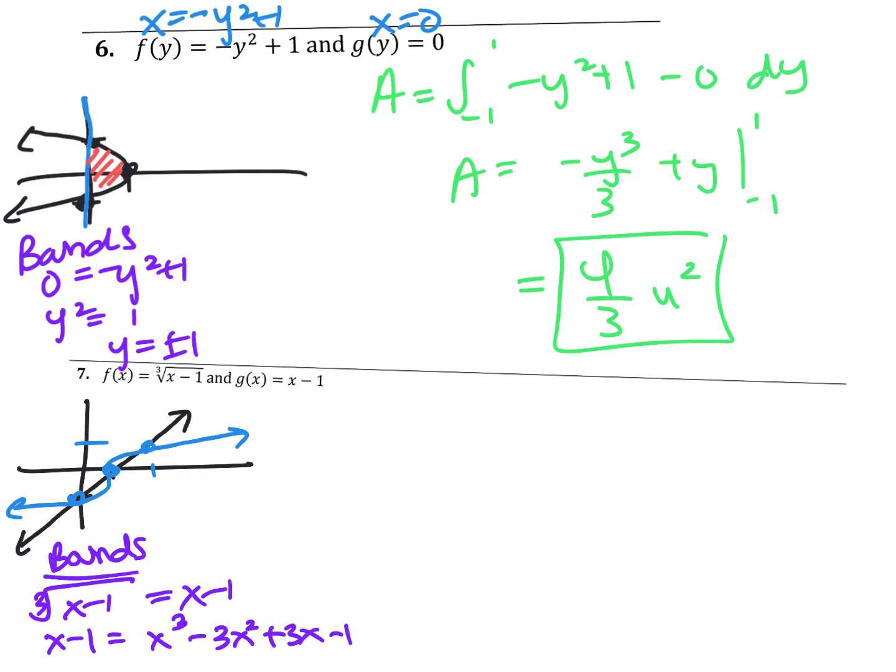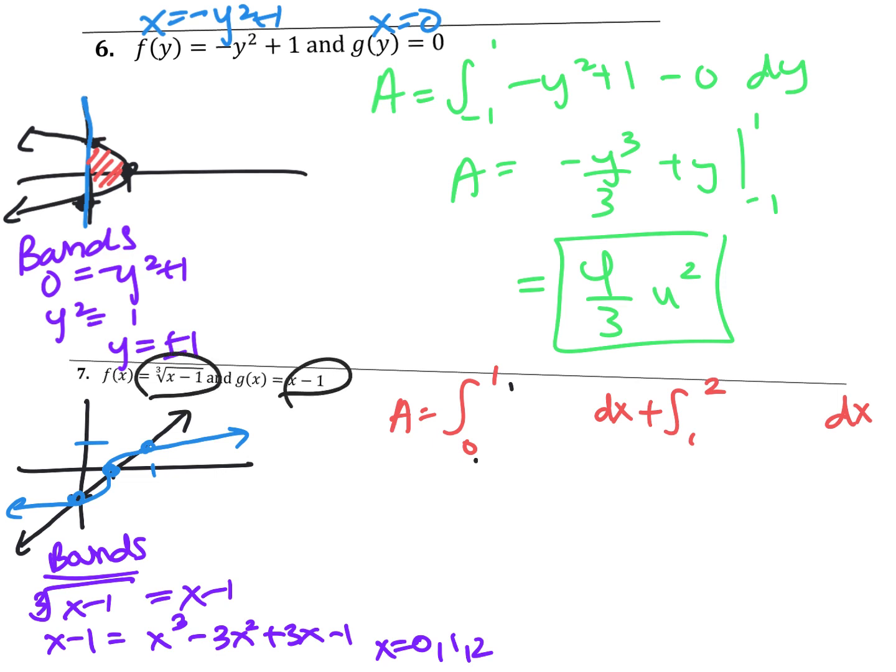And I'm going to skip ahead a little bit. If you get everything on the same side, you can factor this and solve to get x equals 0, 1, and 2. So we're going to have 2 area integrals, one that goes from 0 to 1 with respect to x, and one that goes from 1 to 2 with respect to x. Again, my graph, I can actually tell which is on the top and which is on the bottom, but if you couldn't, plug in something between 0 and 1, like 1/2, plug that in here, and plug it in here and see which one is bigger.